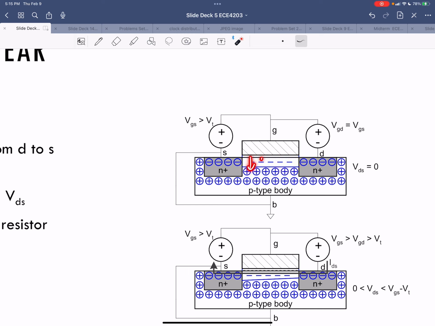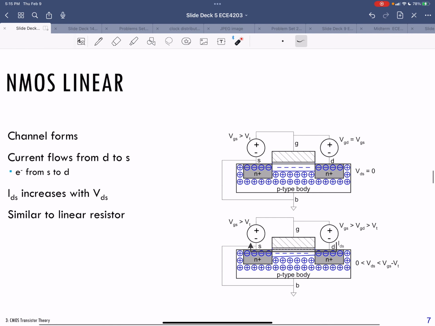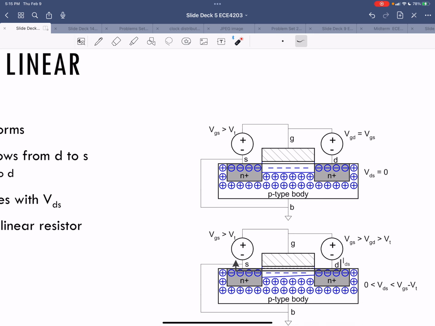away from my gate, and causing this kind of depleted area around here. So basically, I'm moving these away from this gate, and as soon as the gate source voltage goes above the threshold voltage, you get inversion of the channel, meaning you have electrons here.